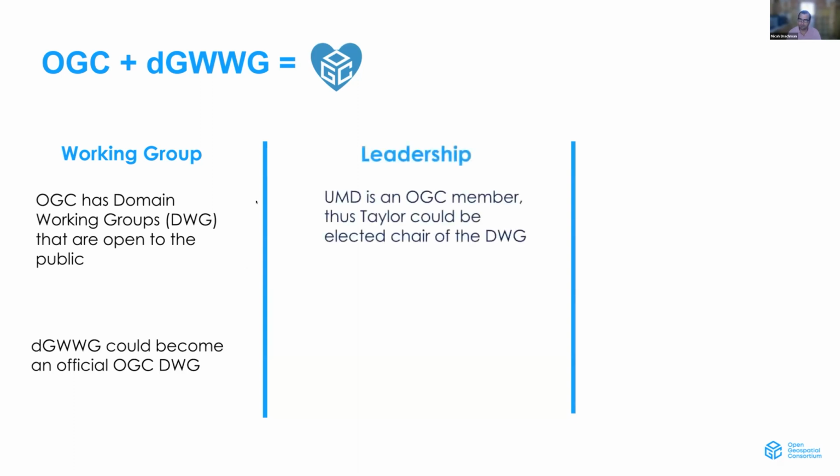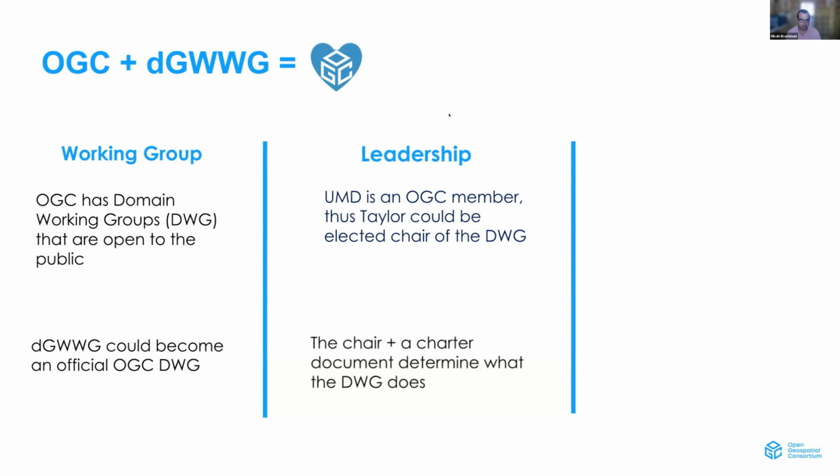In terms of the leadership of this proposed group, since the University of Maryland is an OGC member, Taylor could be elected the chair of this new domain working group. One of the cool things about the OGC is that we vote on everything. As OGC staff, I can't just come in and say, Taylor's the new chair of this group. We'd have to have an election. It's one of the fun processes that we go through, and really emblematic of how the OGC works.